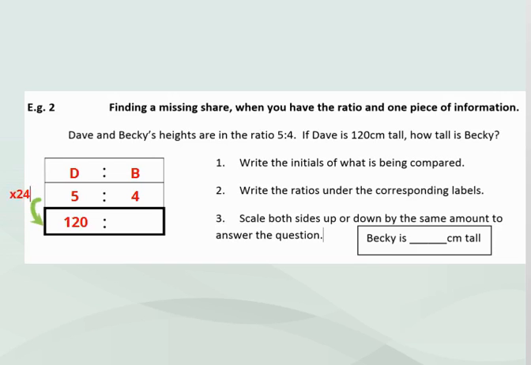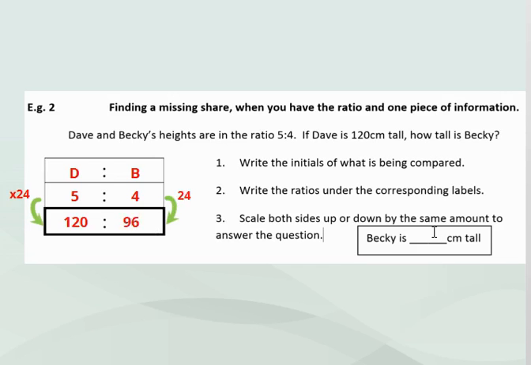Now this part of the question makes it very easy to find the height of Becky. What do we do to 4? We do the same thing. We know that we need to multiply 4 by 24 to get Becky's height. 4 times 24 is 96.